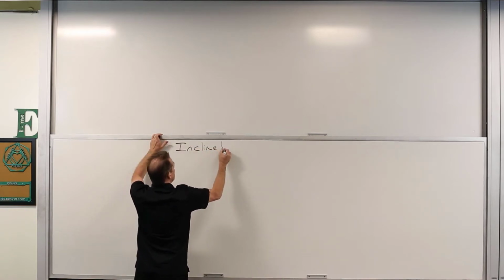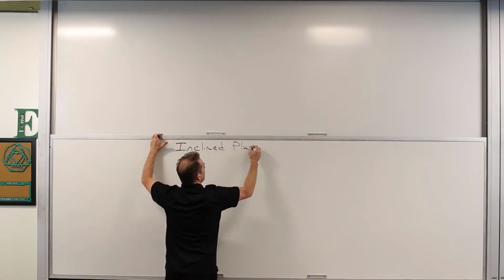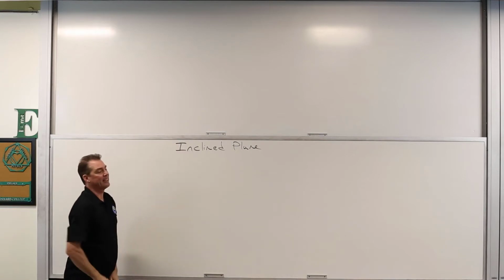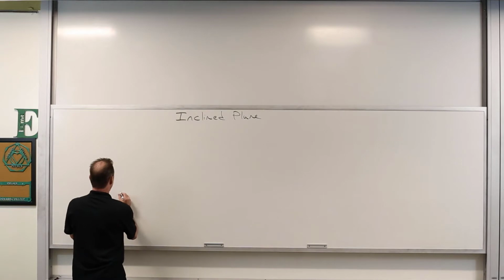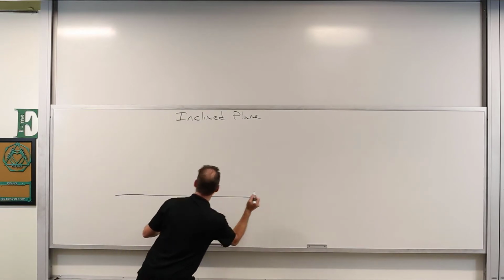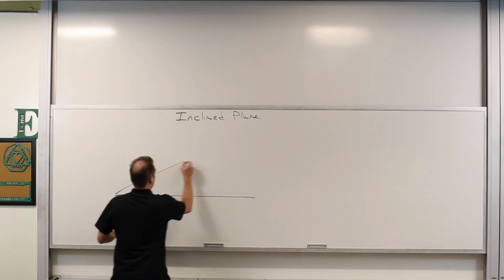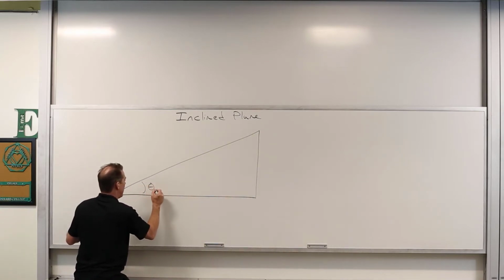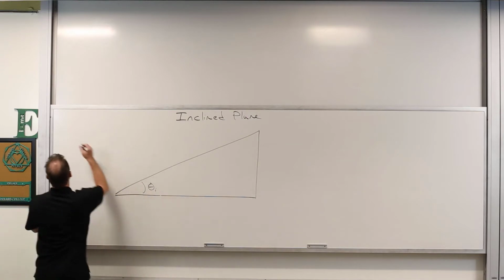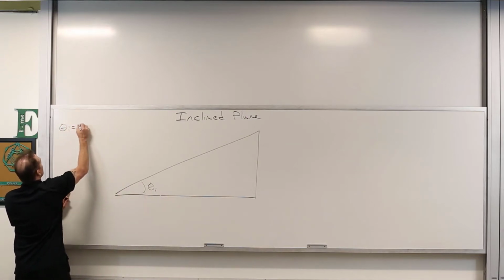Inclined plane, like an airplane, just a planar surface. So let's draw this out. I can draw a nice little inclined plane. This is sort of a wedge. We can have some theta sub I, which we'll call the angle of inclination.